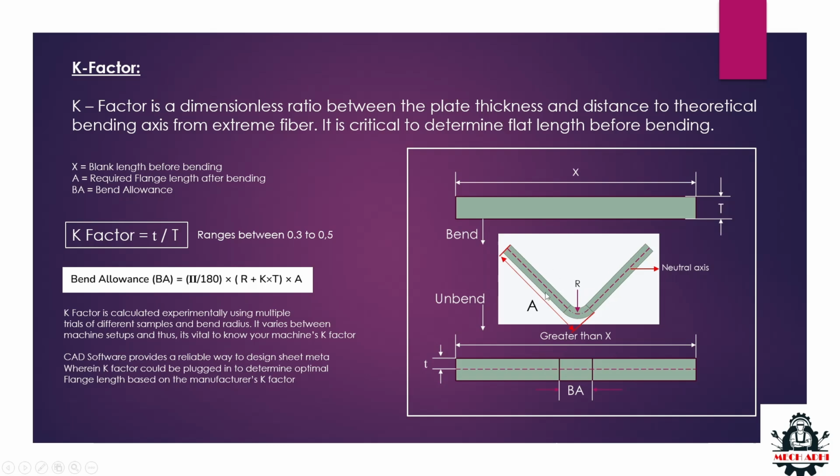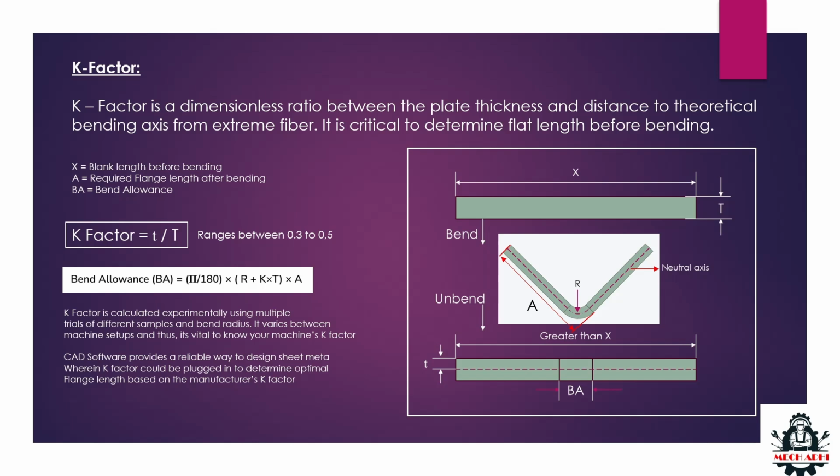So when you bend a sheet metal, there will be a line that does not experience any compression or tension. That's what we call the neutral line or neutral axis. The ratio of the distance from the extreme fiber to that line, relative to the thickness, is called the K factor. The reason it plays an important role is in bend allowance calculation.